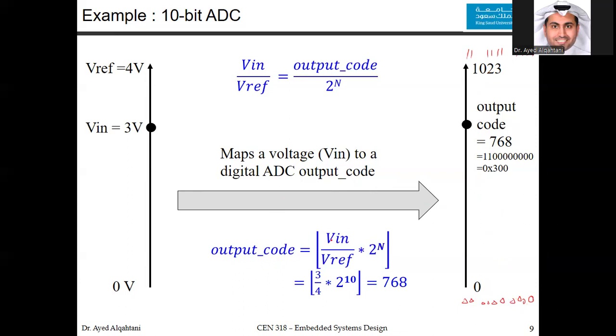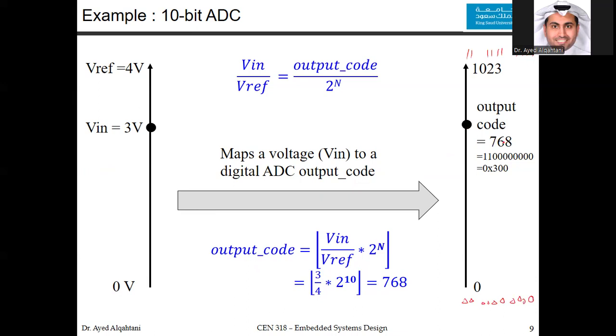The output code would be Vin divided by Vref multiplied by 2 to the power of n. So it's 3/4 of 2 to the power of 10, or 1024, and then you take the floor. If you calculate this, the value that you will get is exactly 768. And that's the value of the output code.